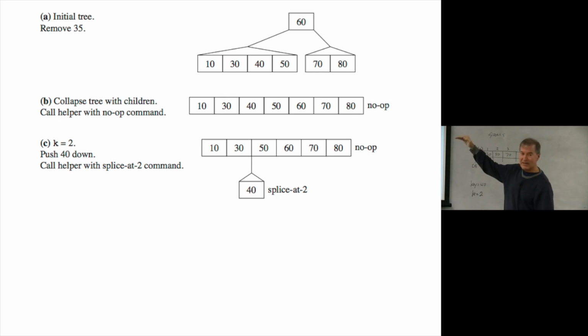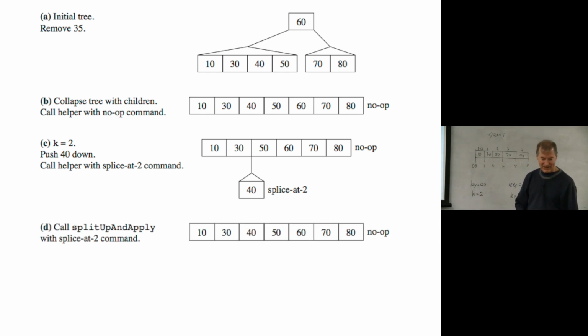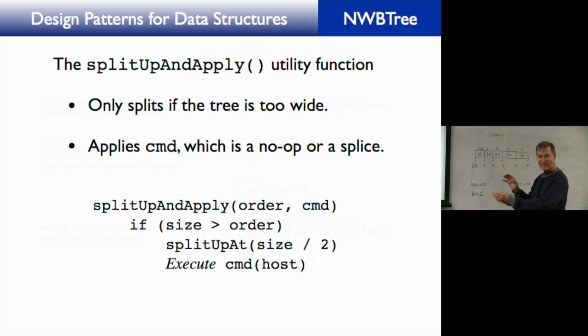And the host is the one up there. So what does it do? It goes back up. Call split up and command with splice at 2. But now what happens? We go back to after the call of this one, and what does it say? Command gets the old command, so command gets no op. Now it says call split up and apply. But when does split up and apply execute? If it's greater than. So what does it do?